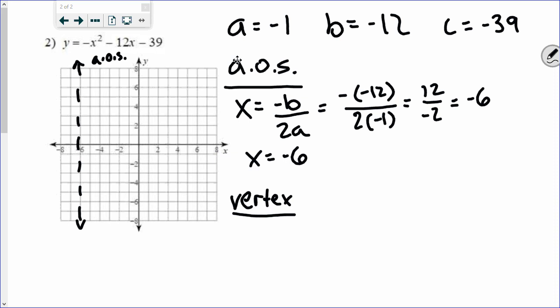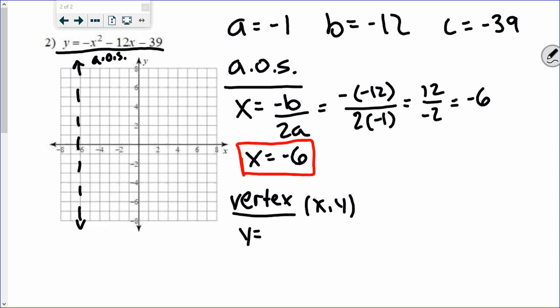To find the vertex, we are using x equals negative 6. We're trying to find that xy ordered pair. We go back and plug that x into the original equation. So y equals negative x squared, so negative 6 squared, minus 12 times negative 6 for x, minus 39. So this becomes negative, negative 6 squared is 36.